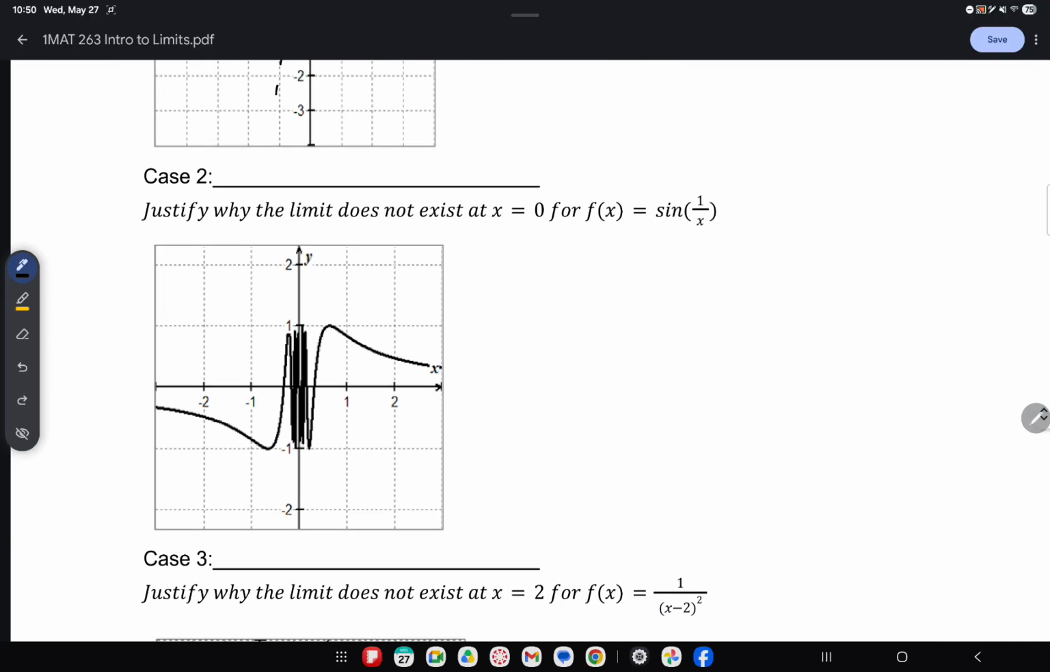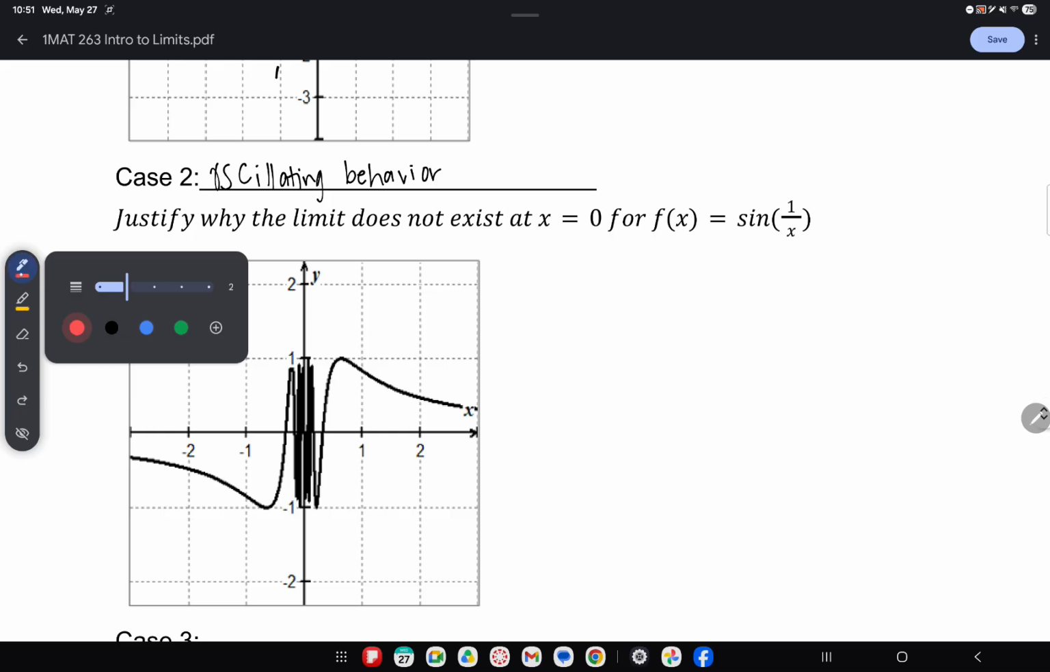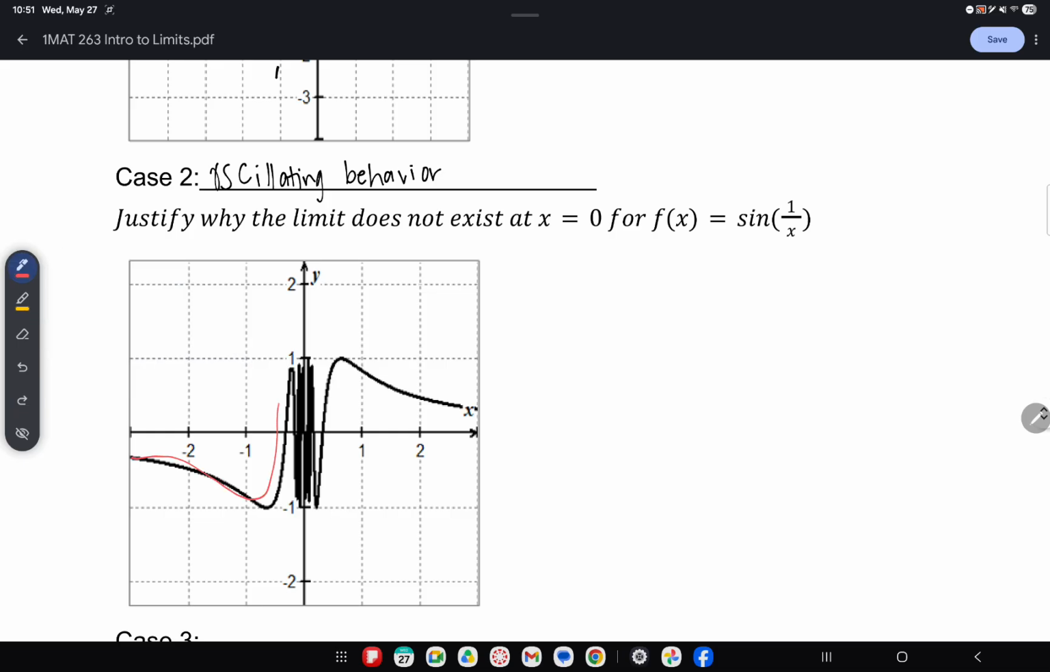All right, this next one, it's hard to see in this picture, but case number 2 is if there's any oscillating behavior. So you can see that, and here, I'll try and draw it in a different color. It's like switching back and forth, back and forth, back and forth, basically infinitely many times right there. Again, it's hard to see, but the pattern is that it's flip-flopping.